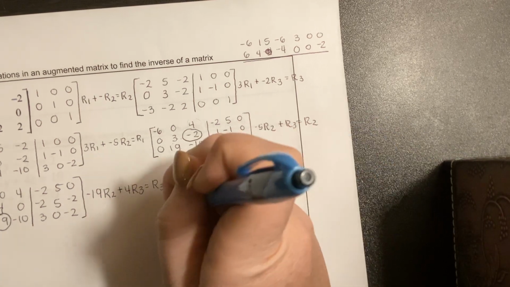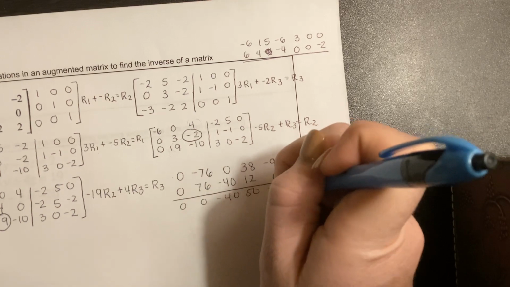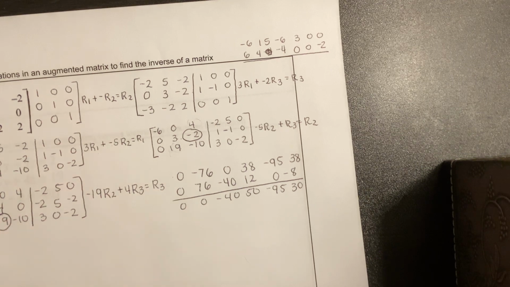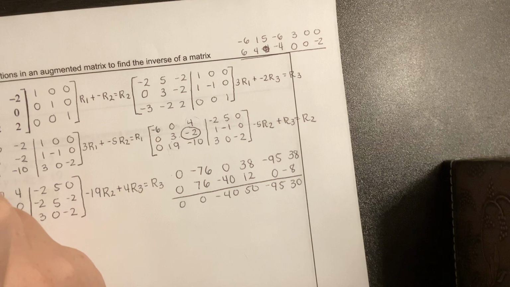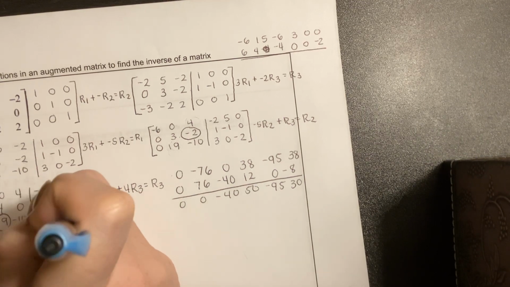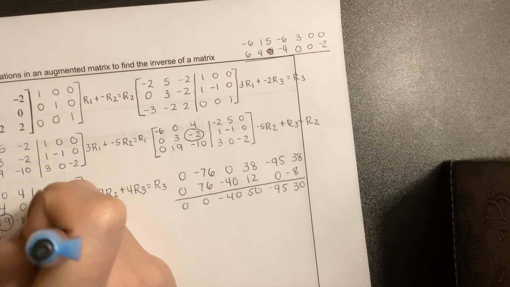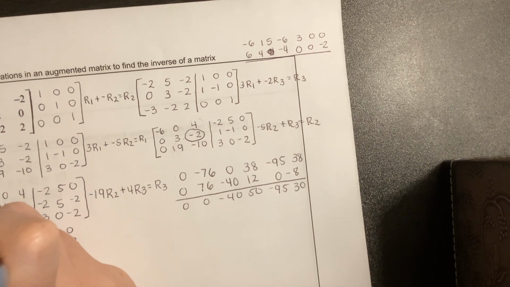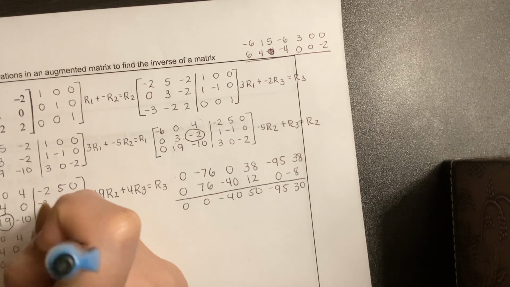When I add all those together, I'm going to get 0, 0, -40, +50, -95, and 30. That's what I was telling you when these numbers get a little crazy. So that's going to give me -6, 0, 4, -2, 5, 0. That stayed the same. This one stayed the same. And then this one is now 0, 0, -40, 50, -95, and 30.